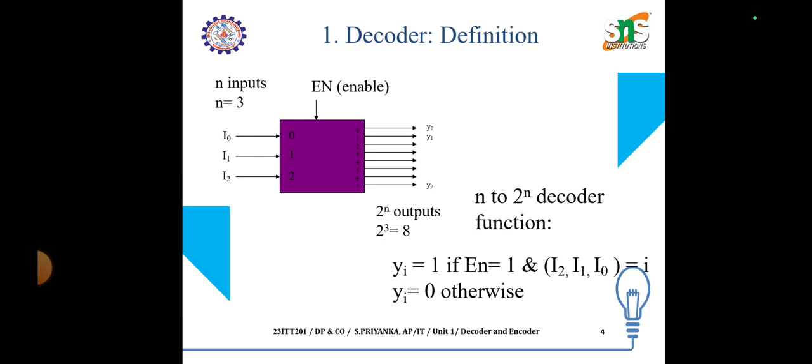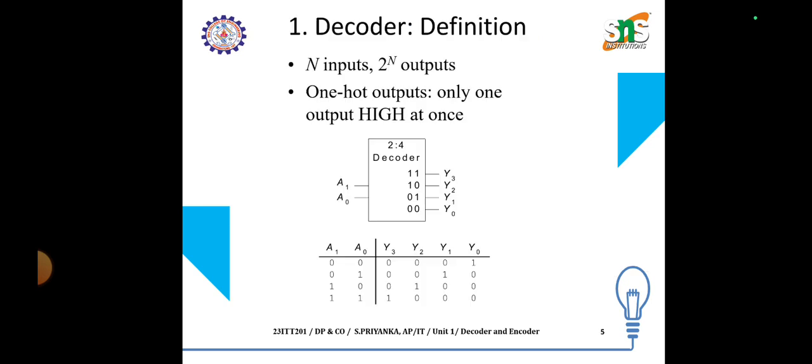Here the function is yi equals 1 if enable is equal to 1 and I2, I1, I0 is equal to i. yi is equal to 0 otherwise. Here if you give 3 inputs, you will get 8 outputs. N inputs give 2 power n outputs. These are one-hot outputs, only one output is high at once.